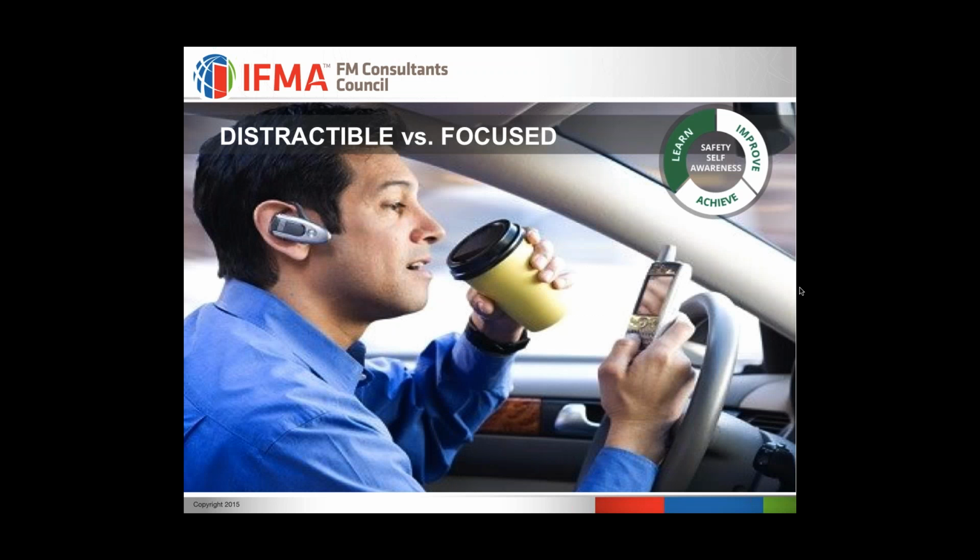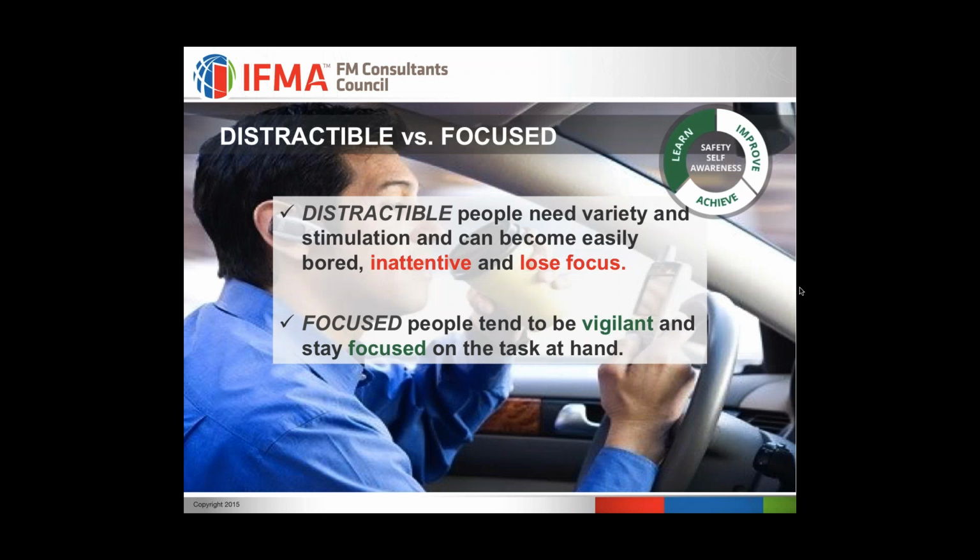A distractible person needs variety and stimulation. They can easily become bored, inattentive, and lose focus, whereas focused people are quite happy. They take comfort in doing the same thing all the time. These are the people that can work on a factory line or do the same thing day in and day out. They're quite vigilant, and the world needs these people. They can be wonderful employees.